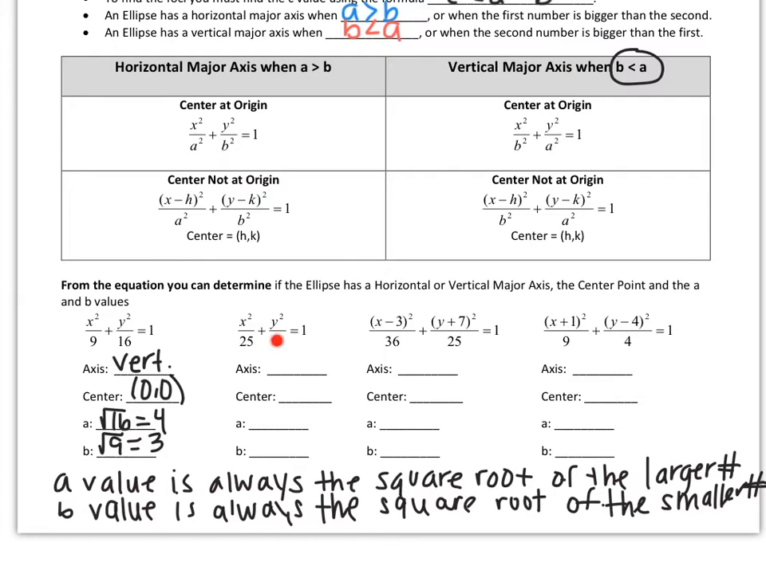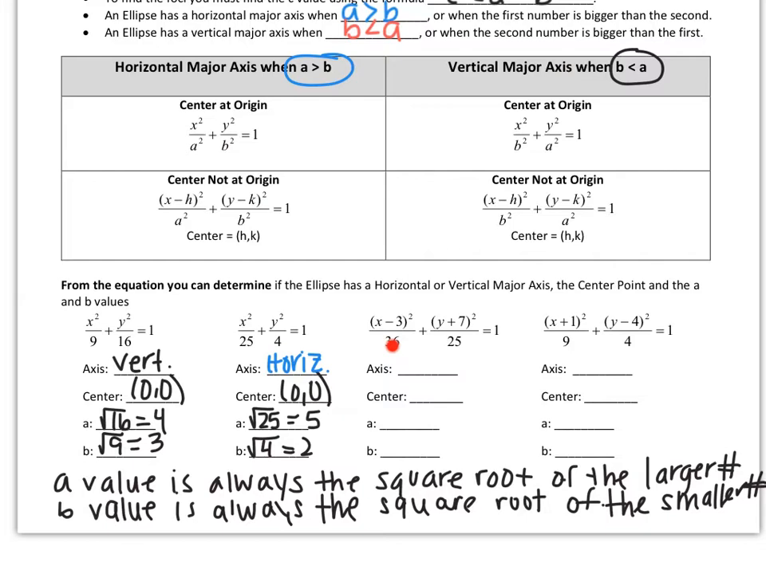So let's look at the second graph. We know that the center is (0, 0) because it's x squared and y squared. We know the square root of the bigger number is always A, so the square root of 25 is 5. And we know the square root of the smaller number is always B, so the square root of 4 is 2. Now since the first number is bigger than the second, so A is greater than B, we know we have a horizontal major axis.